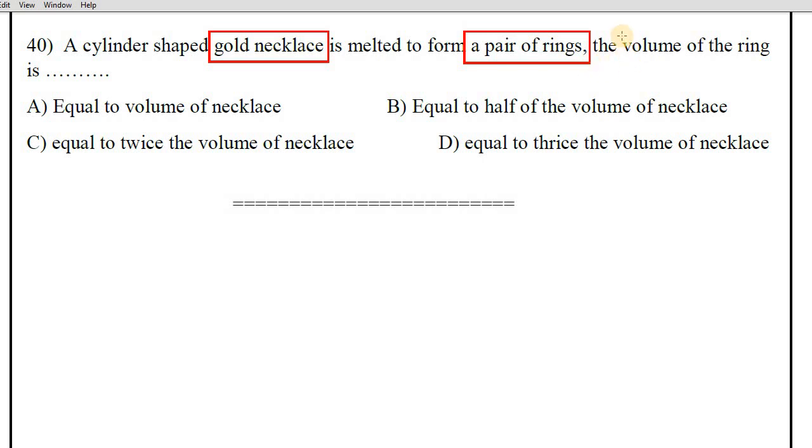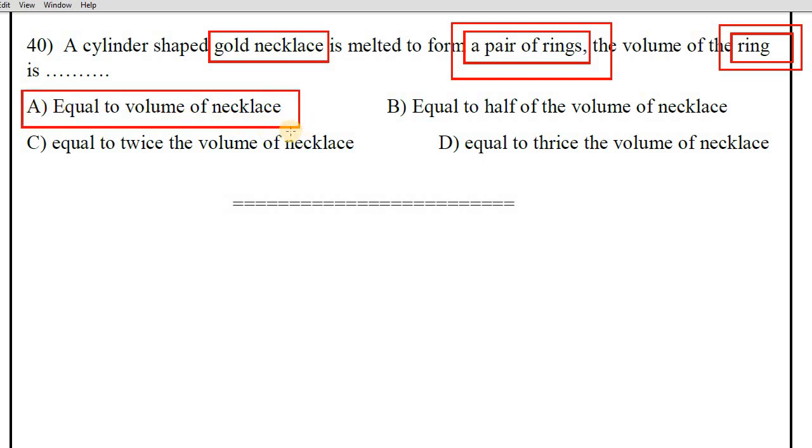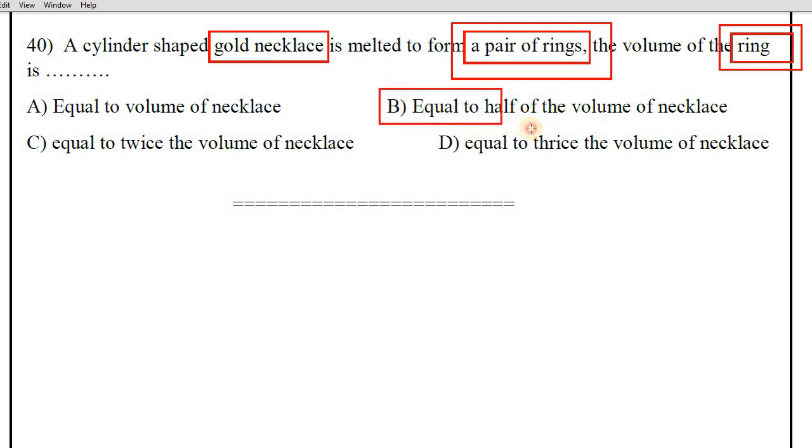But see, the volume of the ring is asked. Here they have asked a pair of rings, but they asked for the volume of the ring. The ring means one ring. So the option equal to the volume of the necklace, many children will go for this option, but this option is wrong. Equal to half the volume of the necklace, this is correct. I repeat again, the necklace is converted into a pair of rings, means two rings there. So each ring will be equal to half the volume of the necklace. Hence option B is correct.